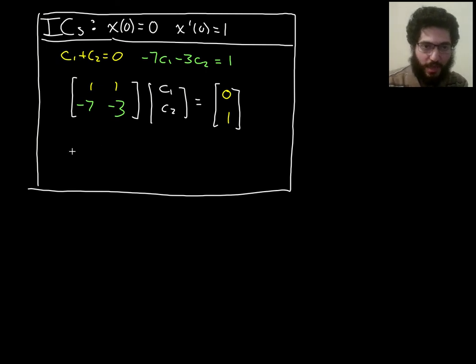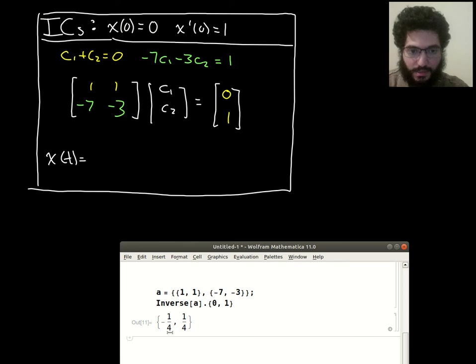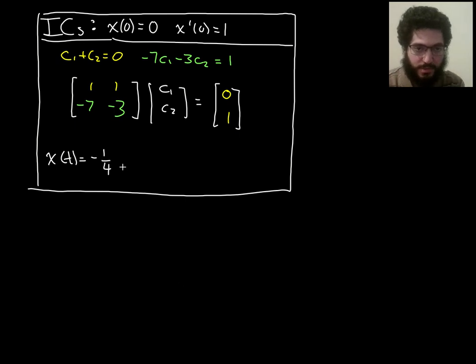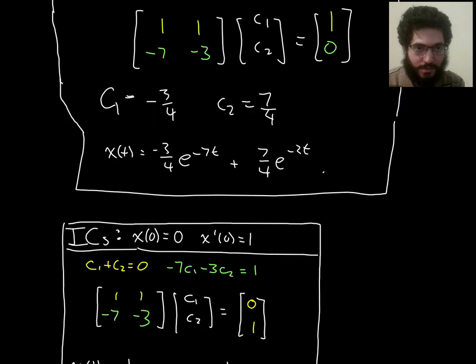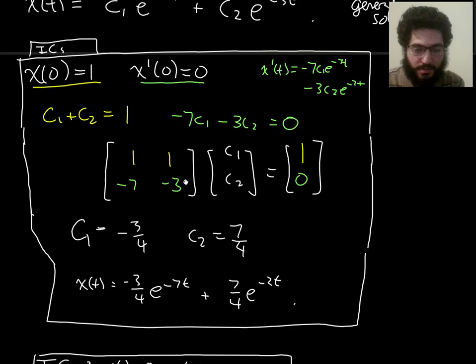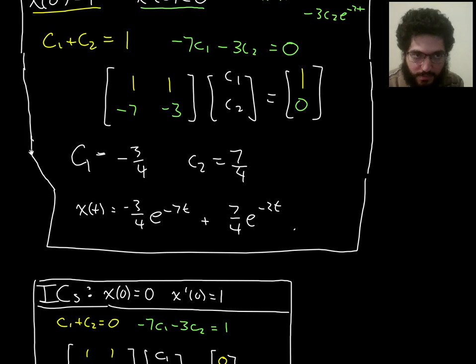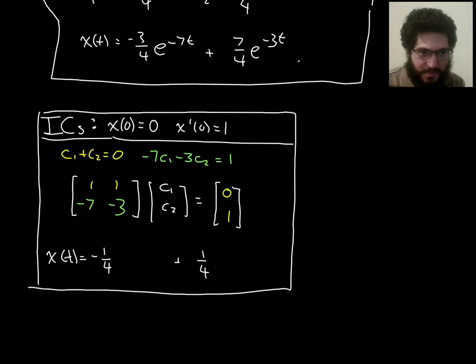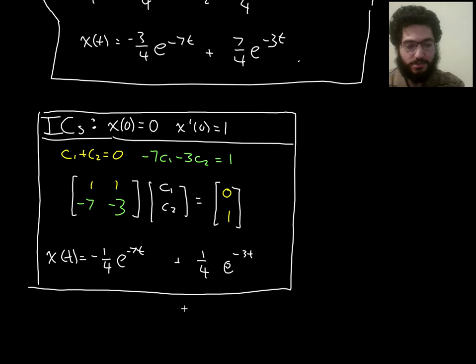Cool. So that means that my particular solution to the original differential equation with these initial conditions is negative 1/4 times whatever x1 was, plus 1/4 times whatever x2 was, and let me go remember what those were: e to the negative 7t, e to the negative 3t. What is wrong with my handwriting here? And there's my solution.